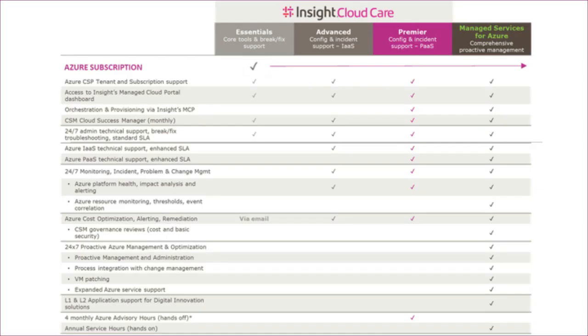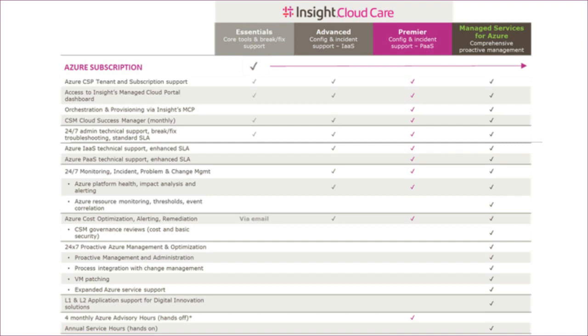And you can see, obviously in Essentials, and again, I'll underscore and reinforce, that's where you start when you buy Azure on a consumption model at Insight. You start with InsightCloud Care for Azure Essentials. And that's where you're going to get the Azure CSP, which will allow you to pay for what you use in that consumption model. That's where you get your Cloud Success Manager access. That's where you get access to the monitoring technology. That's where you get the 24/7 administrative support. And you can see that's with our standard SLA. And all of that is with Essentials.